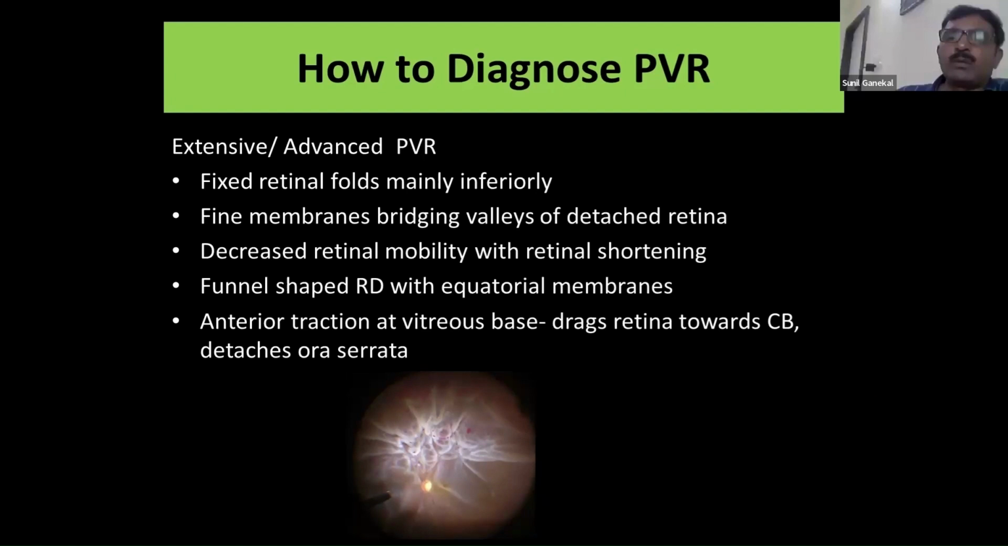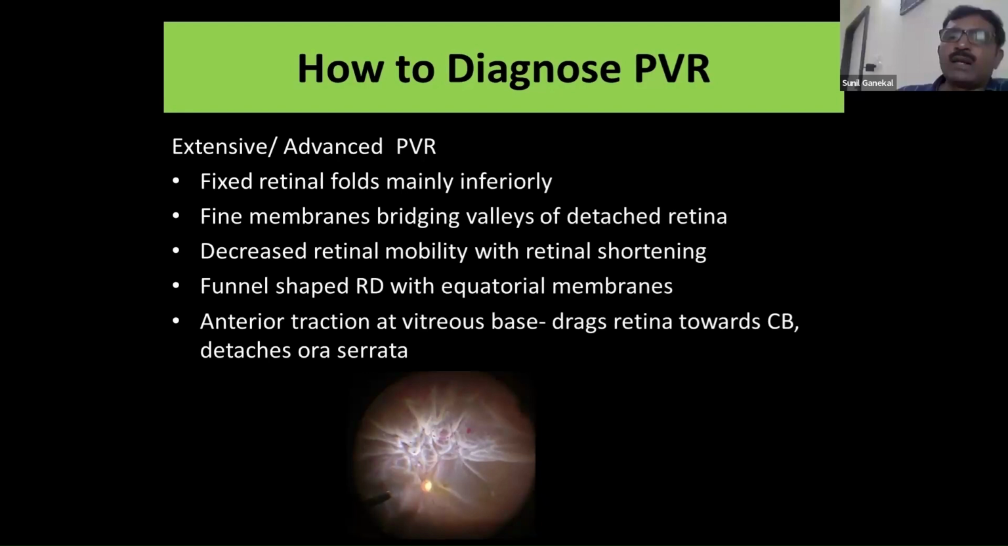Suppose somebody develops some PVR in the anterior part of the retina near the vitreous base, there will be contraction of the vitreous base, which pulls the ciliary body. Sometimes it detaches the ciliary body and the ora serrata and causes cyclitic membranes also. So you tend to have hypotonia and other complications if there is an associated anterior PVR.